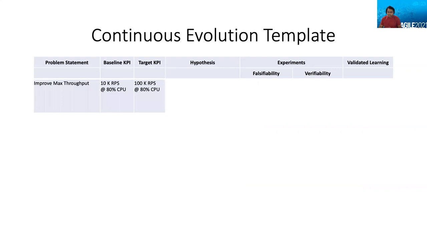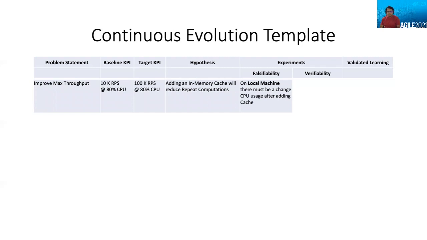I will again leverage the example that we saw earlier to improve the throughput of the application. Here we have the target to take it from 10K RPS to 100K RPS. The immediate thought process that appeared to me when I was solving this problem is, why don't I add a cache that should help speed things along?